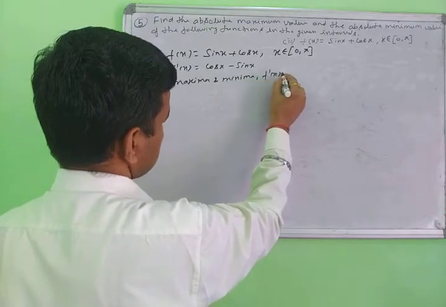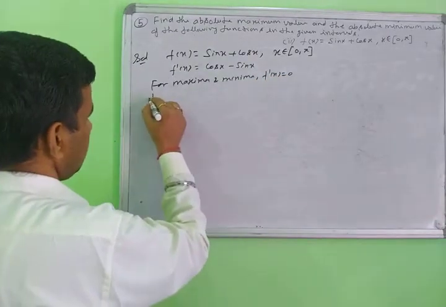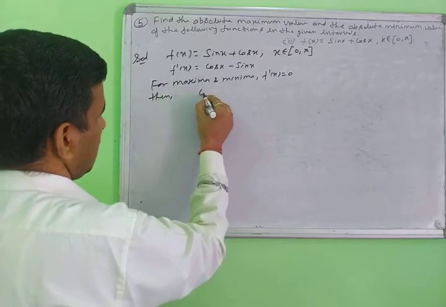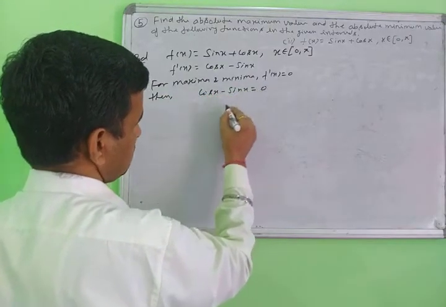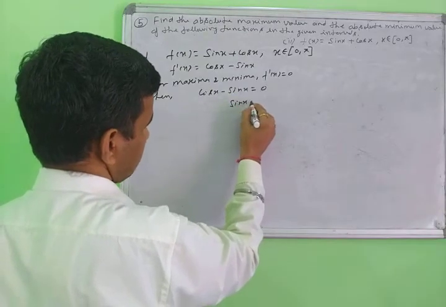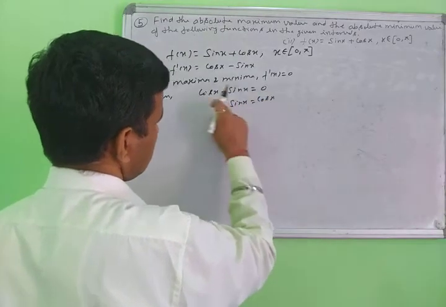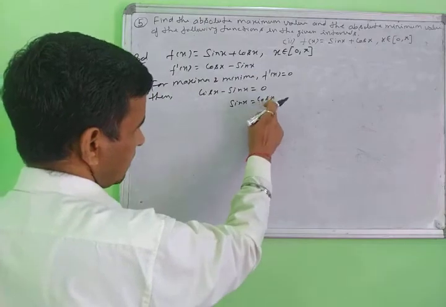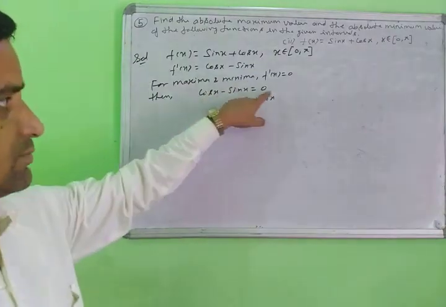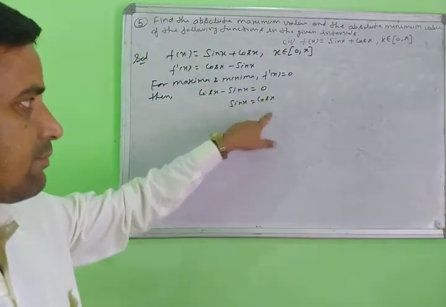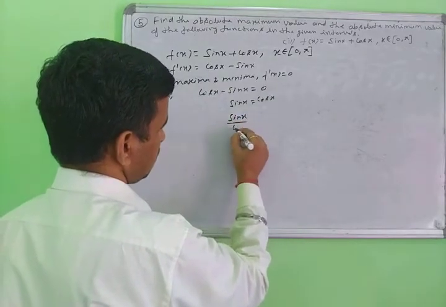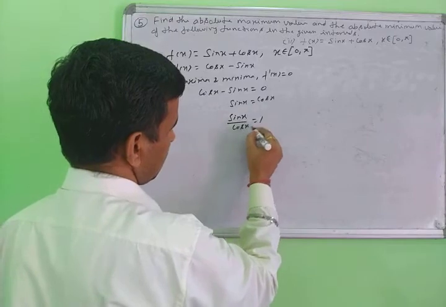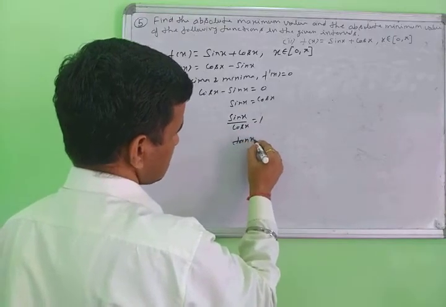f dash x equal to 0. But then cos x minus sin x equal to 0. Sin x equal to cos x. Transposing this, then divide by cos x on both sides. So dividing both sides, sin x upon cos x equals 1. The value of this is tan x equal to 1.